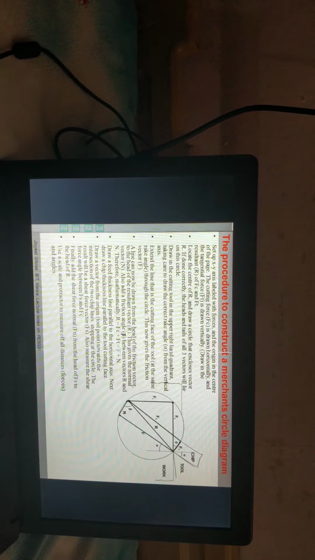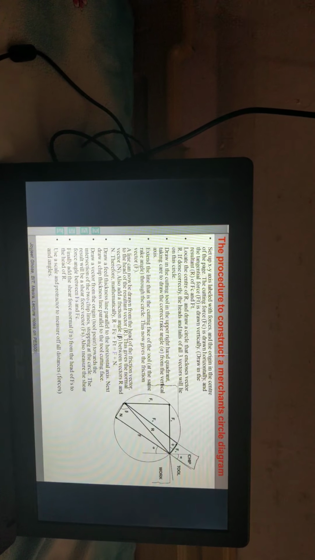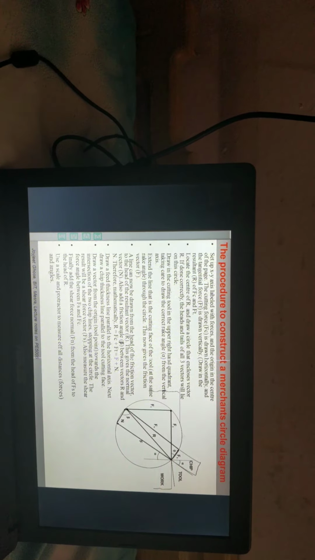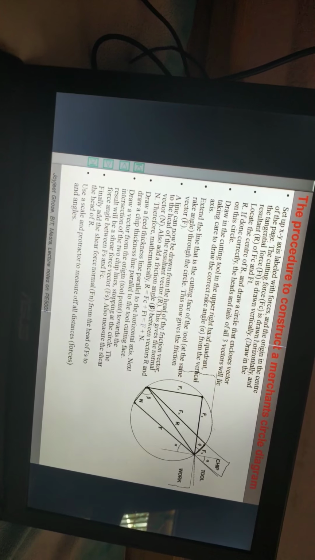Extend the line, that is the cutting face of the tool, through the circle. This now gives the friction vector. This is going to be your rectangle. This is the tool. Extend this, cutting to the circle. Extend the line to the circle.